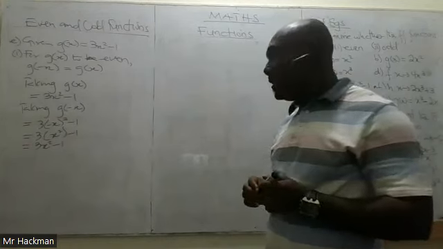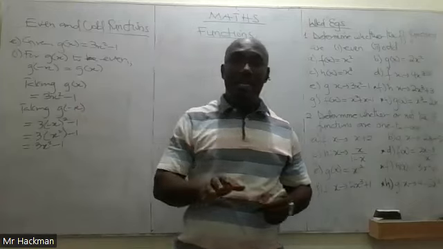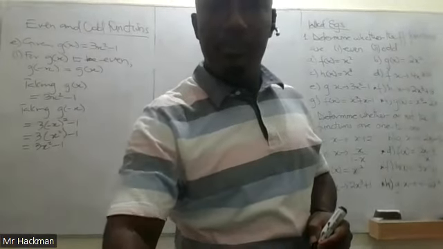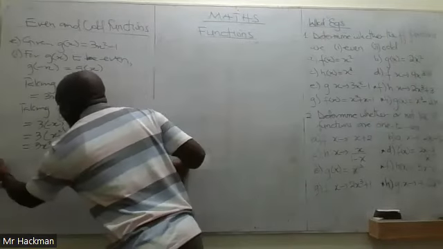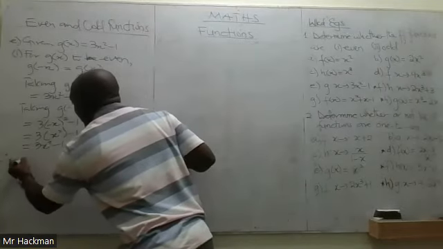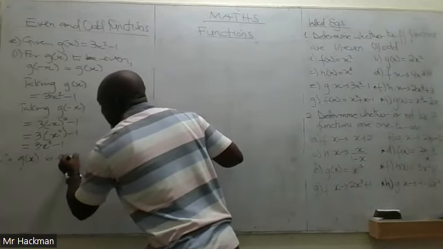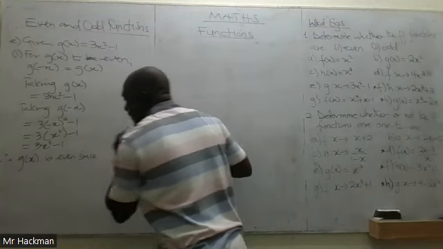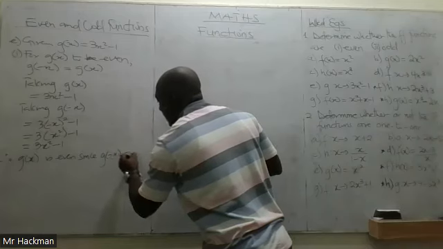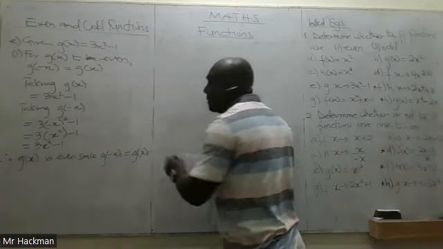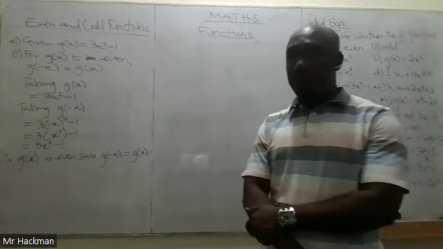Okay, so now we can compare the two results. Are they the same? Yes. So the obvious conclusion would be, therefore, our function g of x is what? Even. And you attach your reason, if possible. So that will give you, in terms, g of minus x is equal to g of x. Any questions at this point?